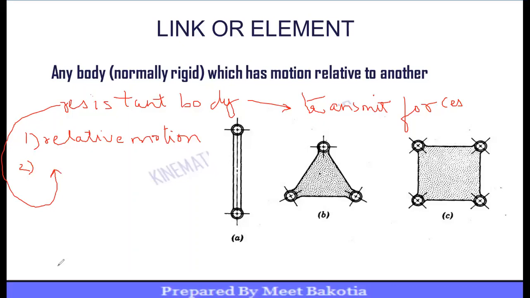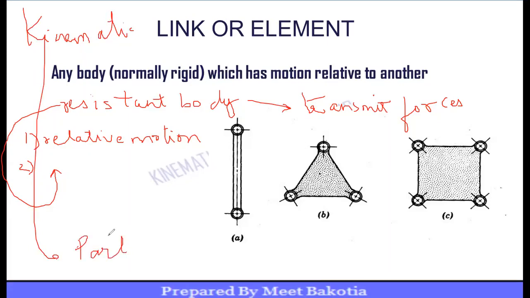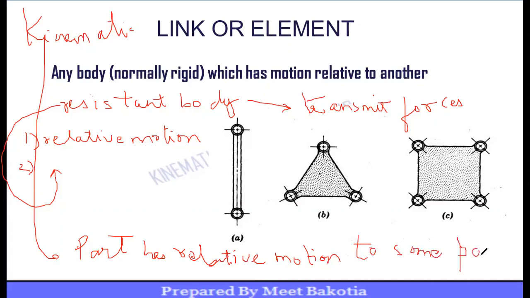I would again like to define what a kinematic link is, since it is asked in your university exam, so you should be able to define it. We call it a component or a part that has a relative motion with respect to some other part or component, then it is called a kinematic link or element.